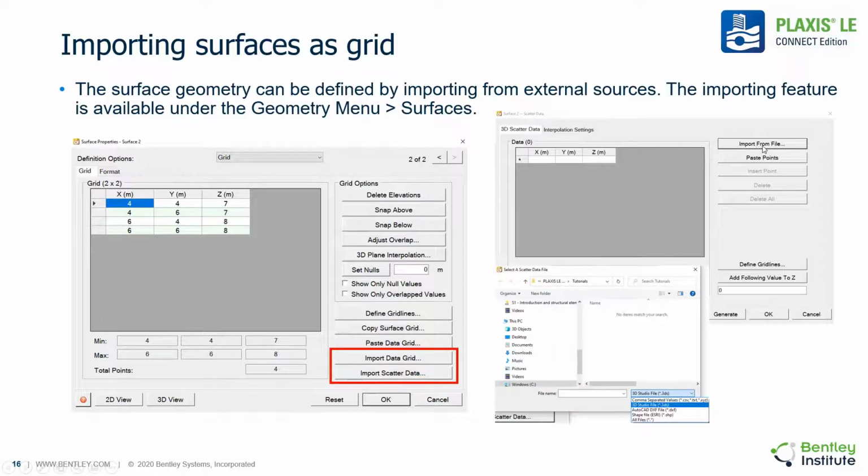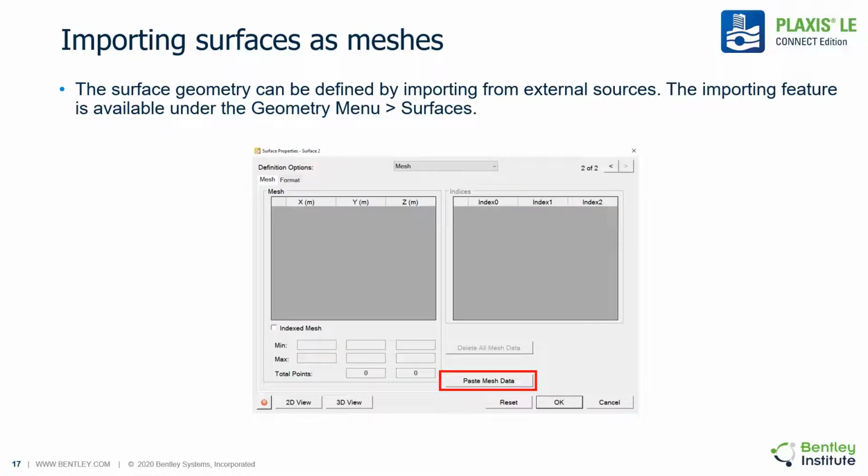If we take a look at the import from file options, you'll notice that there are different types of file formats that can be used to bring the scatter data referred to the grid. If we're talking about surfaces as meshes, these can be imported as well. So in this case, we can have, for example, an Excel file with a point cloud, and we can paste the mesh data directly into PLAXIS LE. In the case of having the surface developed in PLAXIS Designer, you can simply use your keyboard and press Ctrl C and then Ctrl V directly in the Surface Properties dialog.